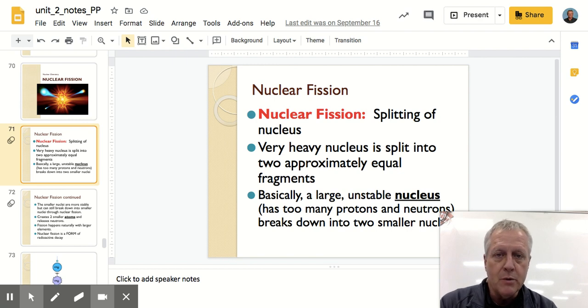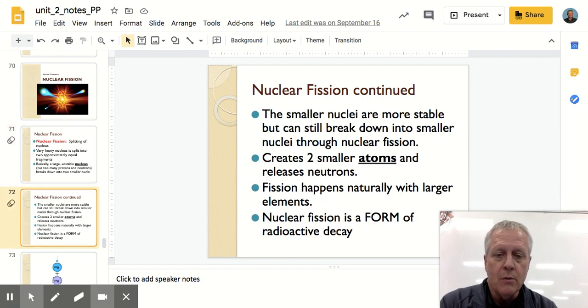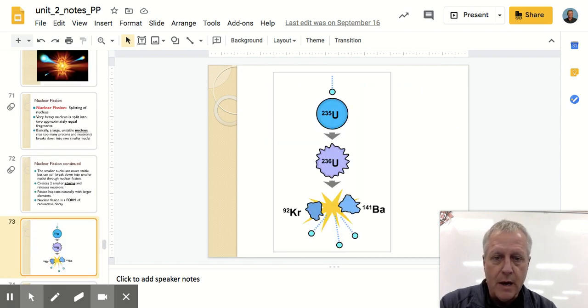Now, from the standpoint of engineering and modern uses of this idea, once this was discovered, engineers figured out a way that you could take large isotopes, such as you see here, uranium 235. Let's just look at this diagram. This blue object here is representing a neutron.